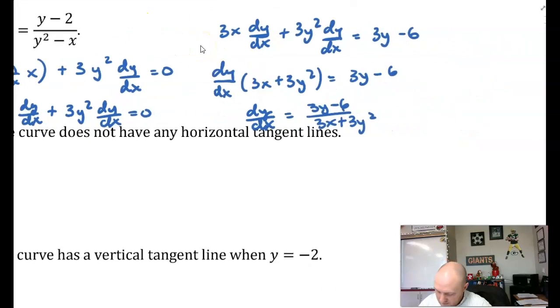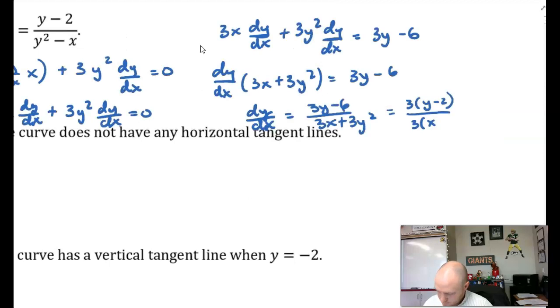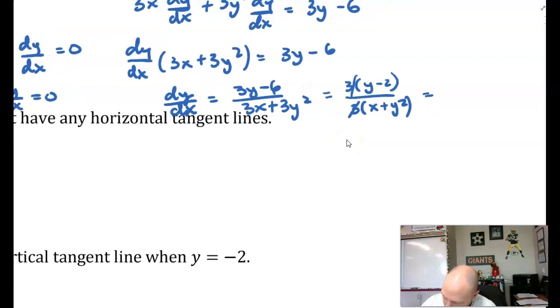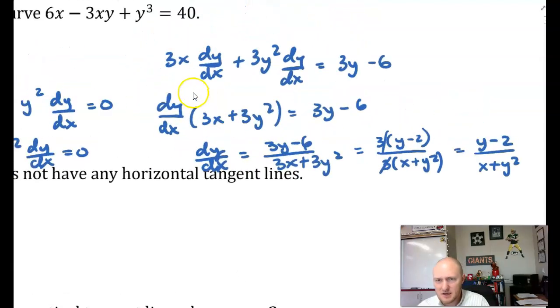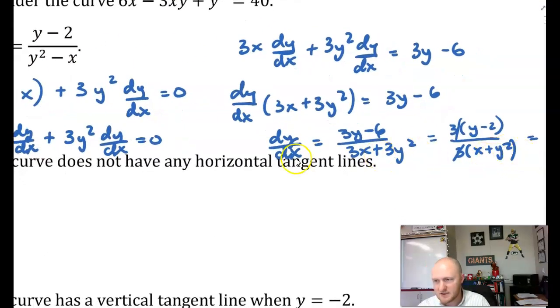However, if I go ahead and factor out a 3, we have 3 times (y minus 2) as our numerator, and in our denominator we have 3 times (x plus y squared). So these 3's cancel, and we get (y minus 2) over (x plus y squared). However, looking at this, this does not match what we wanted. We wanted y squared minus x. So one of my x's needs to be negative.